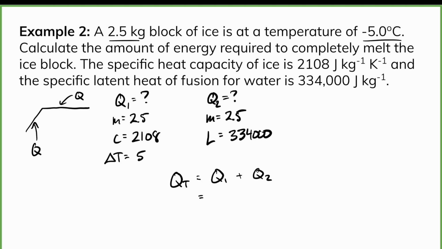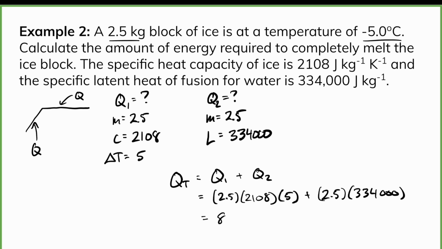And Q1 is going to be 2.5 times 2108 times the change in temperature, which is 5, plus 2.5 times 334,000. And if we multiply and add those together, we get a total energy of 861,350 joules, or rounding to 2 significant figures, we're going to say 860,000 joules.